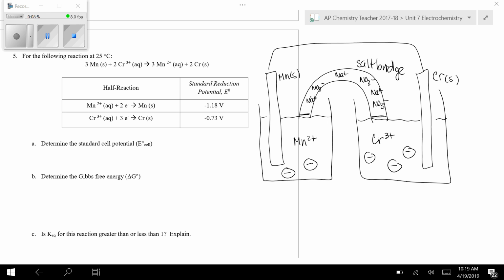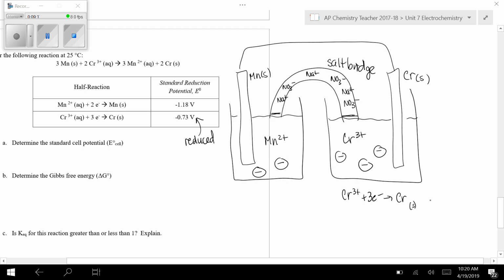Okay, so for your standard cell potential, you're going to look and say, who is going to be reduced, who's going to be oxidized? It looks like my chromium is better at being reduced. It has the larger standard reduction potential. So let's write that one out. Over here, my chromium is being reduced, so my chromium ions are turning into solid chromium. Over here on the other side, this one is being oxidized, so my solid manganese is turning into manganese ion.